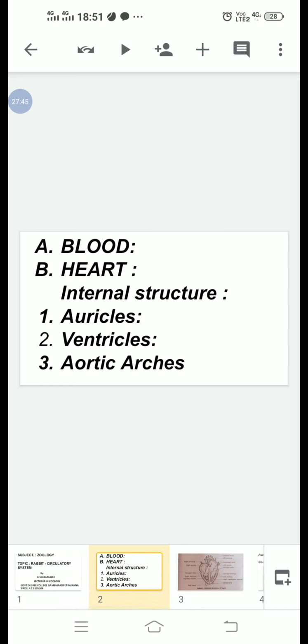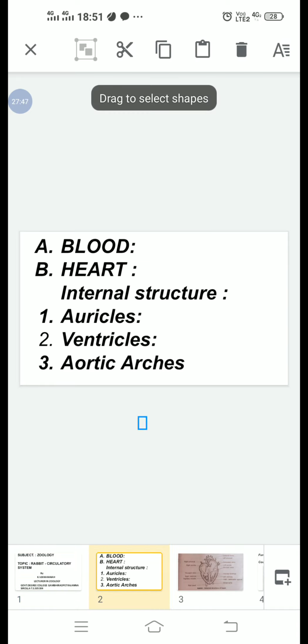First of all, blood. The blood of the rabbit is reddish in color. It is formed by plasma and corpuscles. The corpuscles include RBC, WBC and blood platelets. The RBC is non-nucleated and it contains hemoglobin.